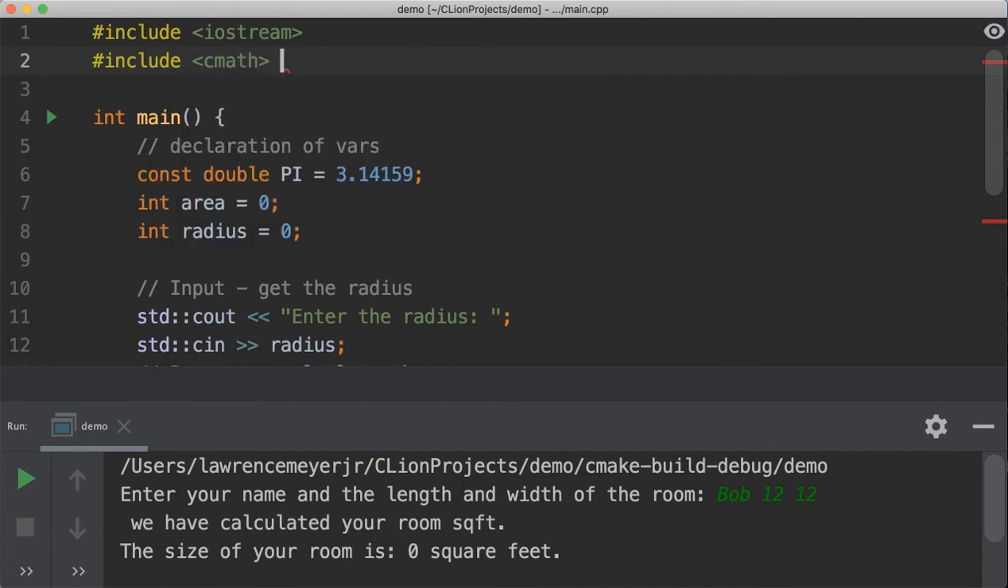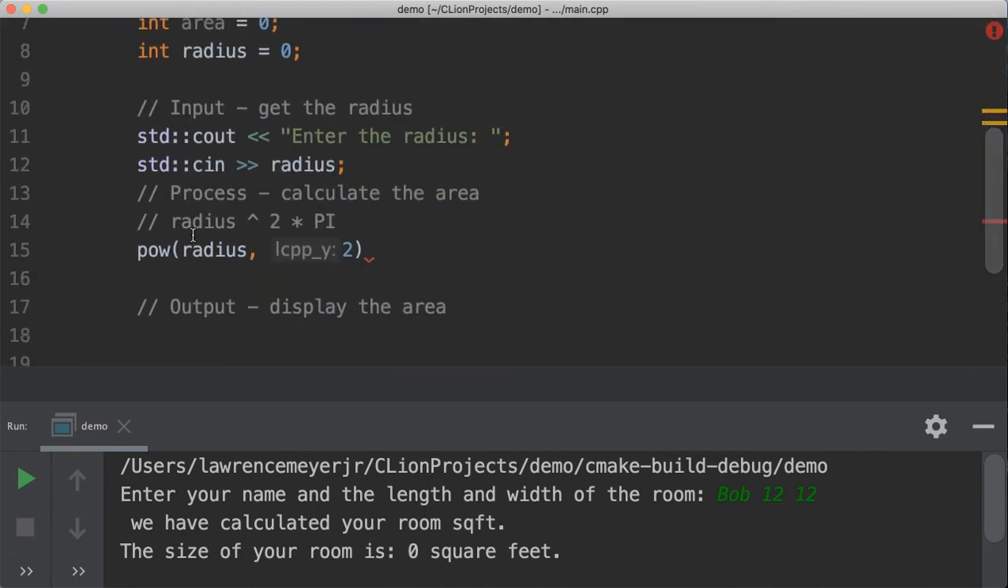You may see things like this in your exploration around the net. This is a C library. This is the C++ library. So typically, 90% of the time, you're not going to use a .h library. You're going to use the cmath library. And then, once again, we have to tell it what all this is. So, area equals pow, times pi.